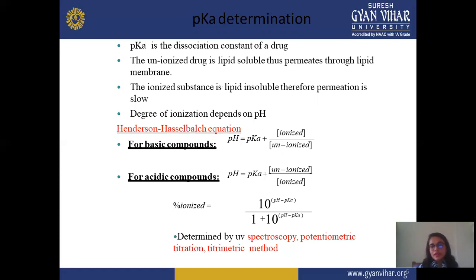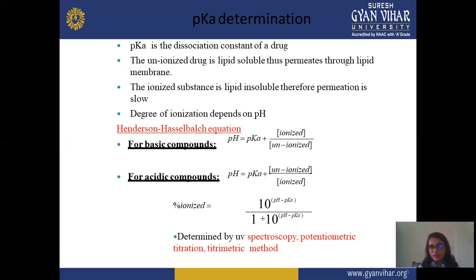Suppose your compounds are in an ionized state and lipid insoluble, therefore permeation is slow because it's not lipid soluble or oil soluble, it's hydrophilic in nature or lipid insoluble, as well as in an ionized form. So it shows less permeation or maybe no permeation of the membrane. The degree of ionization depends on the pH.